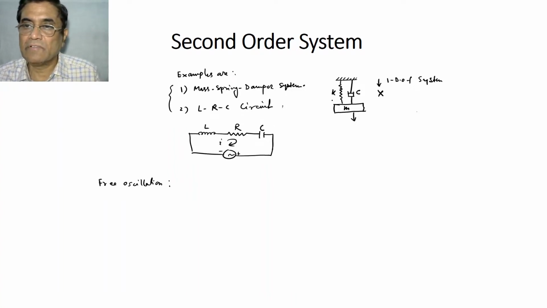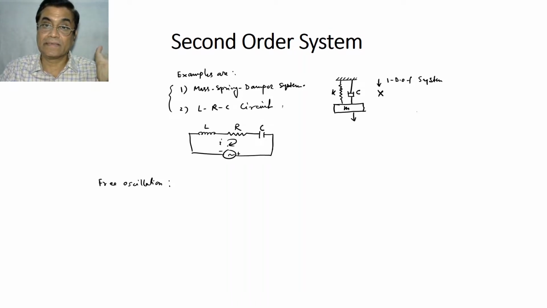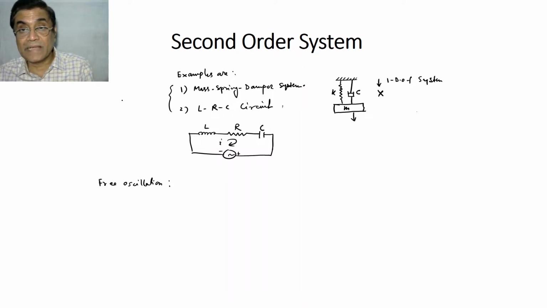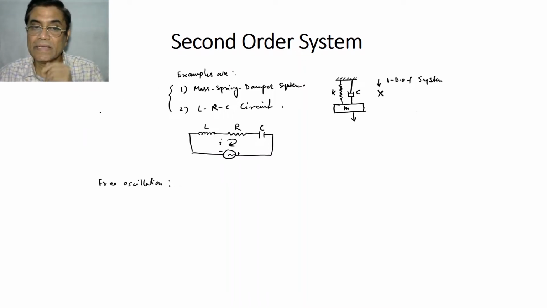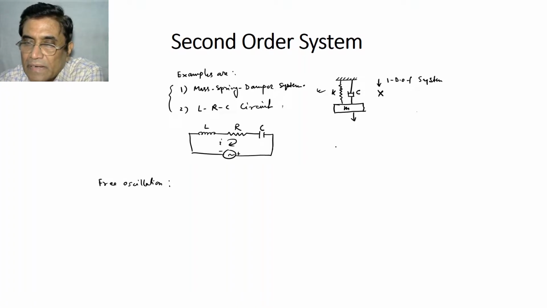That means I will either perturb, in the case of a mechanical system, or in the case of an electrical system, I will energize the circuit for a small time. I will just connect the two ends of the battery and disconnect. And with the effect of that, how the system behaves is the domain of free oscillation. We are trying to take this example and draw the free body diagram first.